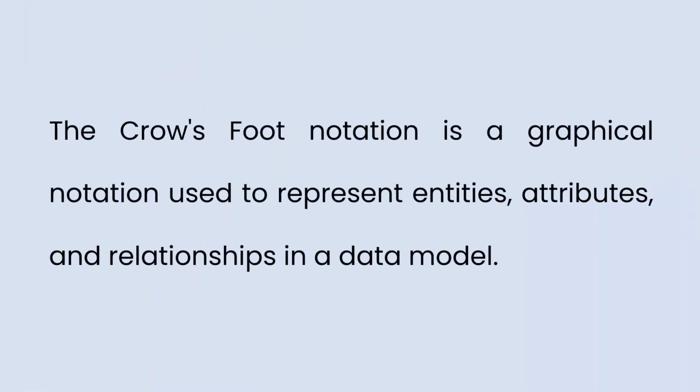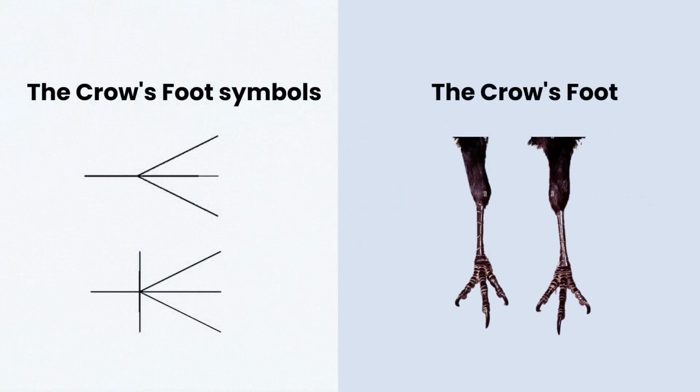The crow's-foot notation is a graphical notation used to represent entities, attributes, and relationships in a data model. It is called crow's foot because the symbols used resemble the foot of a crow. To use crow's foot notation for data modeling, we need to understand the different symbols and their meanings. There are symbols for entities, attributes, relationships, and cardinalities.